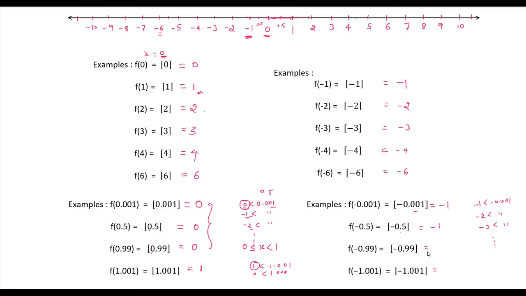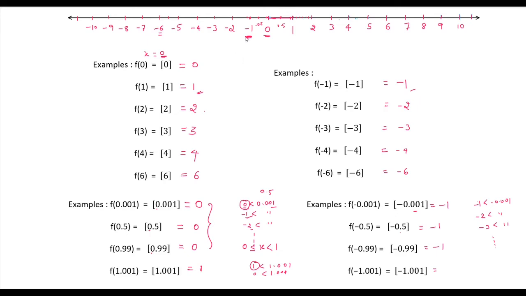And now we'll check a value which is very close to minus 1 but not minus 1. Minus 0.9, or minus 0.99, or minus 0.99999 also. The greatest integer value remains to be minus 1. And again for minus 1, we already know it is minus 1. For an integer, it is the integer itself.